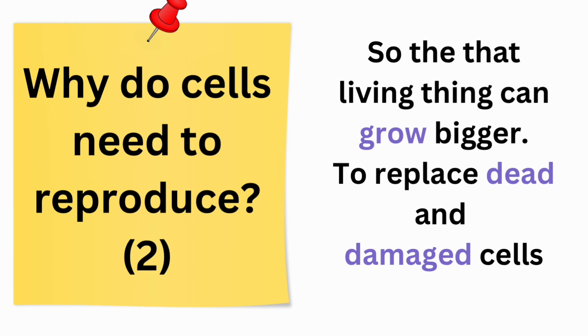So here's a possible answer. Each of the words in purple is worth 1 mark. So if you've written, so the living thing can grow bigger, that will get you 1 mark because bigger things need more cells. And if you've written that we need to make more cells to replace dead cells, you get a mark for that. Or to replace damaged cells, you get a mark for that. Obviously, you only need to get 2 marks, and there's 3 possible ones here.